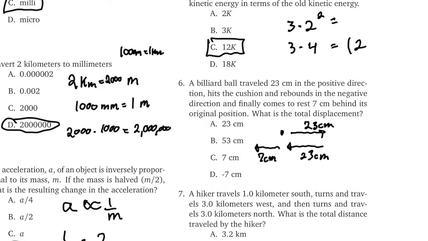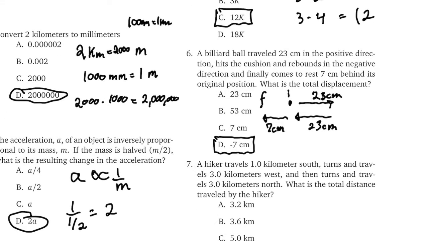For total displacement, I just care about where it starts, the initial position, and where it ends, the final position. And because we're going in the negative direction, my displacement would be negative. So my answer is -7.